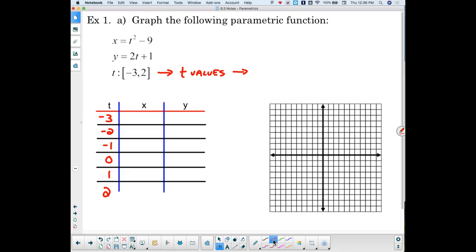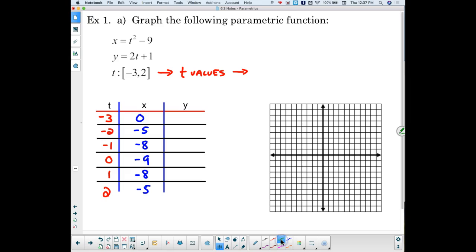So, now, I'm going to start by putting in -3 in my x function. -3 squared is 9, minus 9 is 0. -2 squared is 4, minus 9 is -5. -1 squared is 1, minus 9 is -8. 0 squared is 0, minus 9 is -9. 1 squared is 1, minus 9 is -8. 2 squared is 4, minus 9 is -5. So I found all my x values.